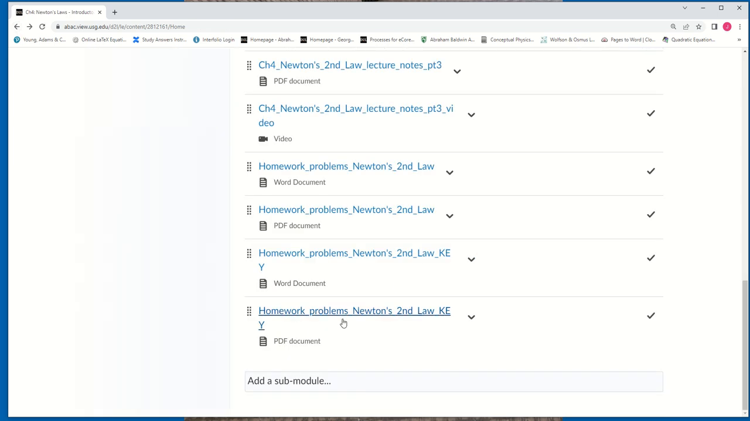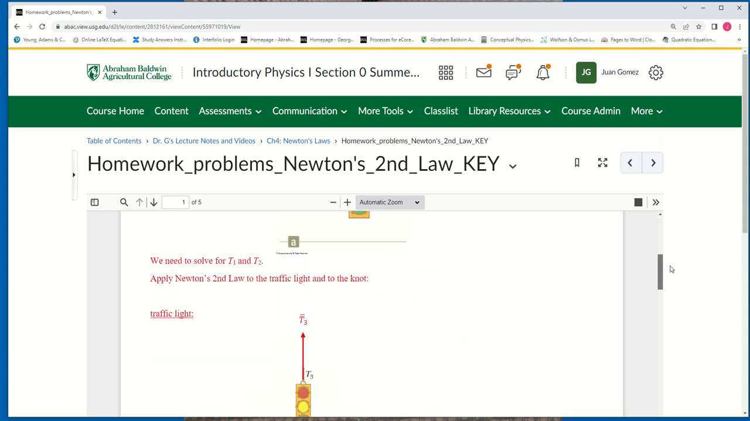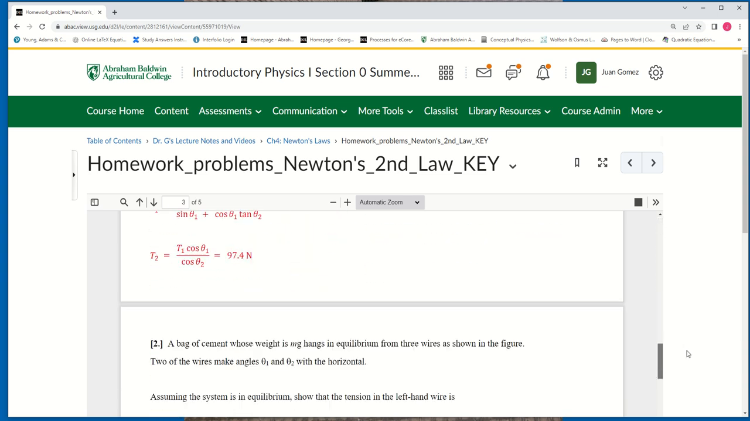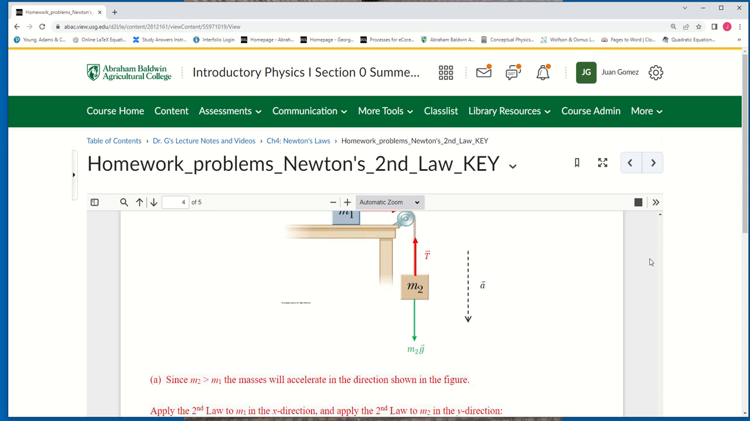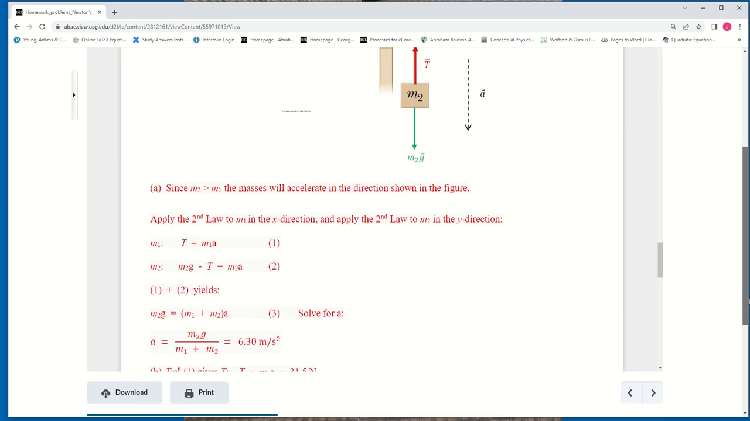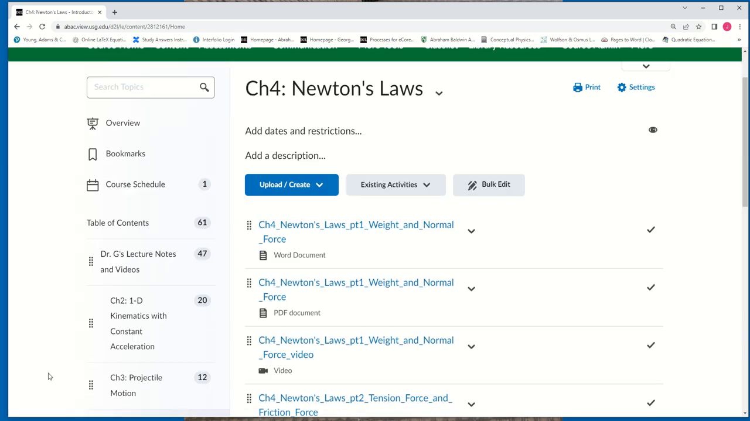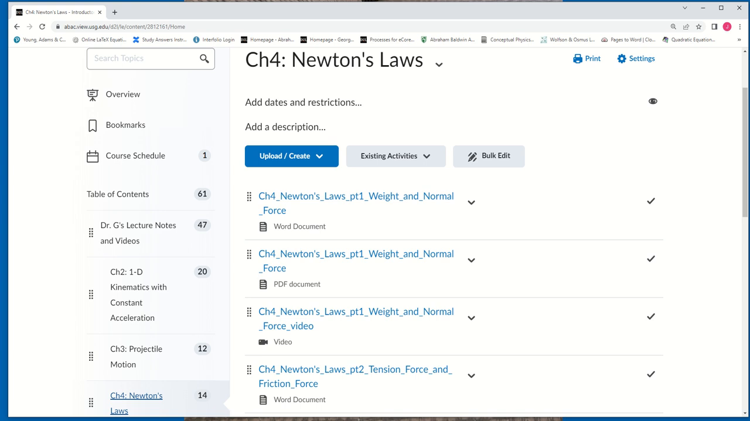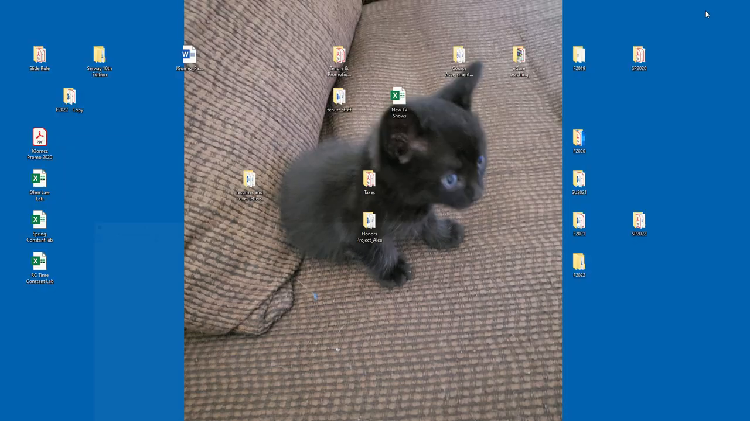And then notice I've also posted my worked out solutions, but what I'll do is I'll go over the solutions. I'll probably break this video up into 2 or 3 parts, again, to keep the size manageable. Alright, but again, if you go to the Georgia View page, go to content, then you go to chapter 4 module, and there are the notes, videos, and now there are homework problems, Newton's second law, and then homework problems, Newton's second law key. Alright, so we got that.